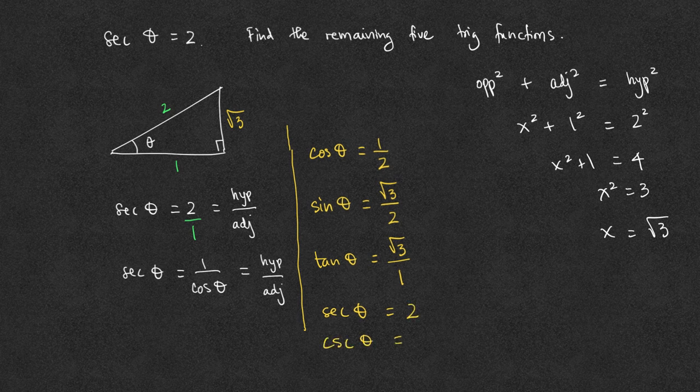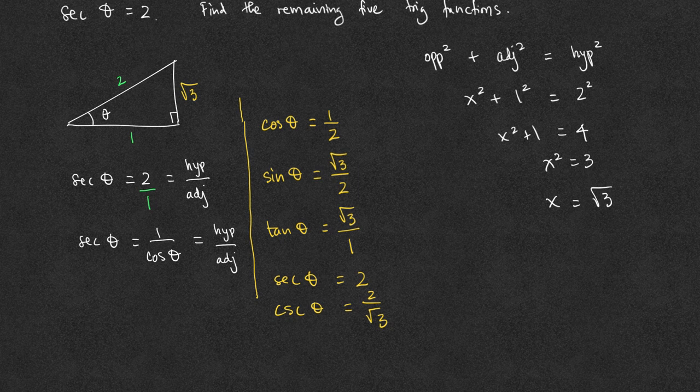Cosecant of theta is the reciprocal of sine, which is 2 over root 3. And cotangent is the reciprocal of tangent, which is 1 over root 3. We then need to simplify any of these numbers that need to be simplified. Tangent is simply root 3. For cosecant, we rationalize the denominator to get 2 root 3 over 3. And for cotangent, it is root 3 over 3.